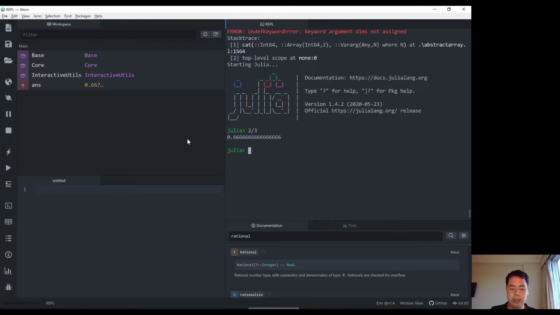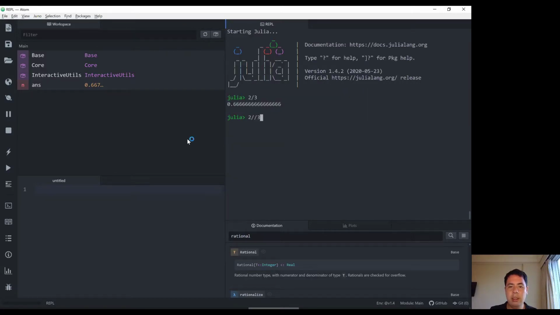So Julia offers another syntax, so let's take a look at that. We now have a fraction represented as our answer. So let's try this again. X equals 2/3, Y equals 2/3. As you can see, there we go.